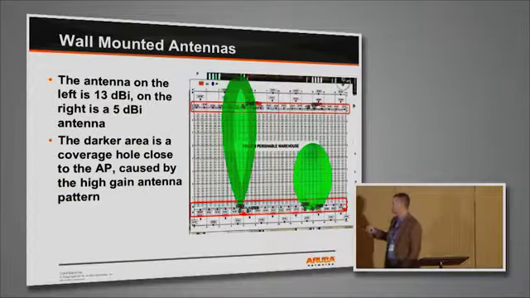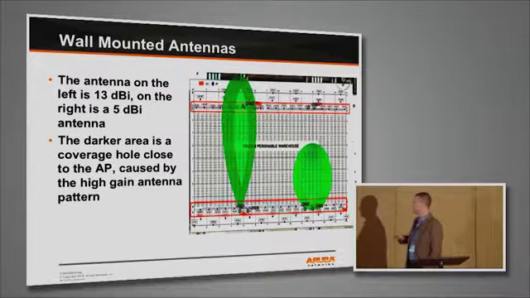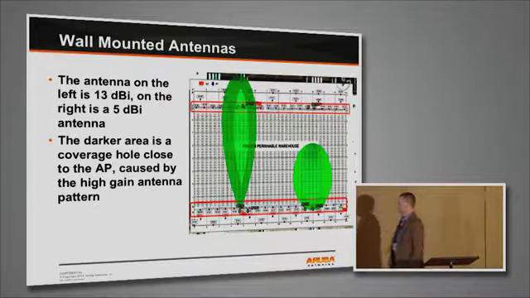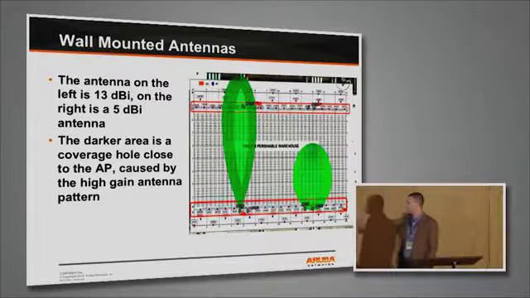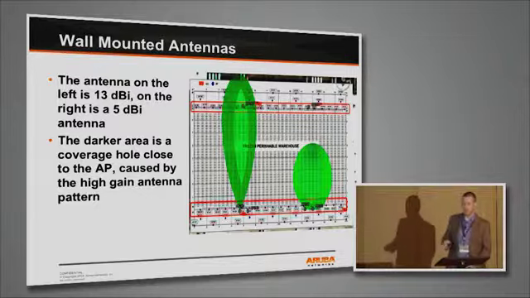The next 2 pictures here go back to if I do a wall mounted antenna. A lot of the questions that I get will come back with, hey, let's just do a high gain directional down off the wall, instead of trying to put a bunch of ceiling mounted Omnis, and shoot it down the aisle and go from there. This is showing 2 different antennas. One's a 13 dBi, one's a 5 dBi.